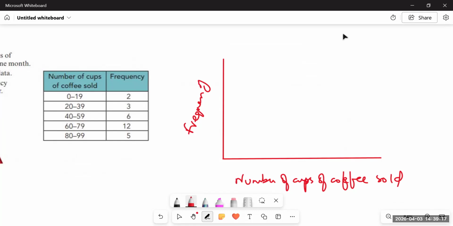You must remember that when we are drawing the table, the groups must be written like this: 0 to 19, then 20 to 39, then 40 to 59, then 60 to 79, and then 80 to 99. And the frequencies are provided up to 12. So let us mark with a gap of 2: 2, 4, 6, 8, 10, 12.